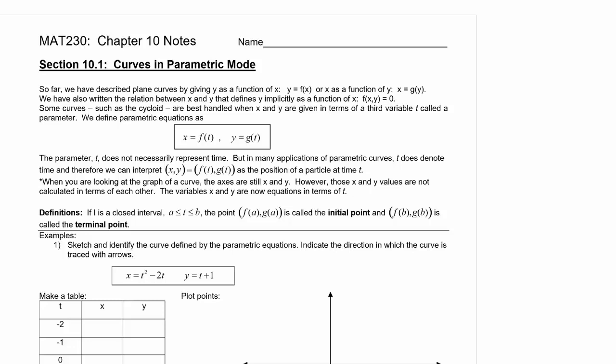Okay, welcome. This video should take you through curves in parametric mode, what parametric mode means to us, how we describe curves in this mode, and so on. So I'll read you the beginning here.